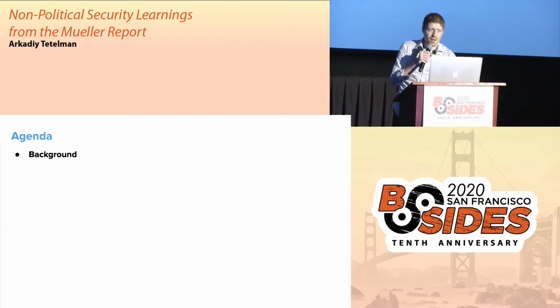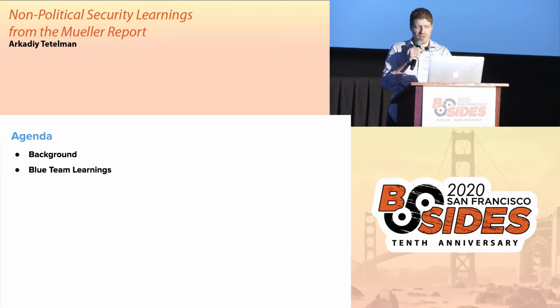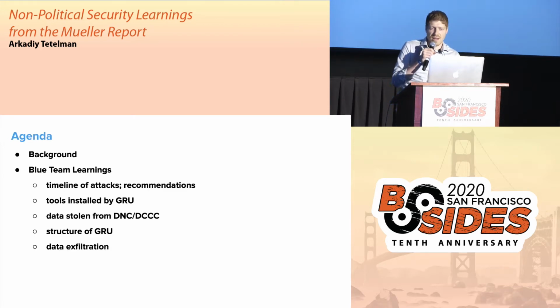The agenda for today: I'm going to start off with some brief background about the Mueller Report, the timeline of the report, to give us all some shared context to think about. Then we'll dive into blue team learnings, talk about the timeline of the attacks, recommendations for organizations, what tools the GRU installed, what data they stole, that sort of stuff. Hopefully there's time at the end for questions.